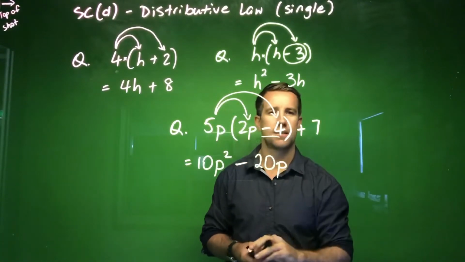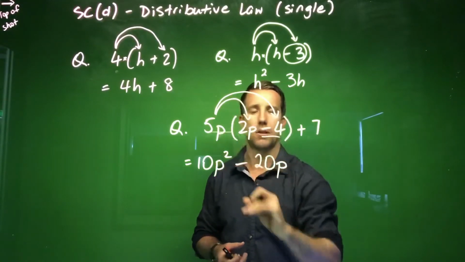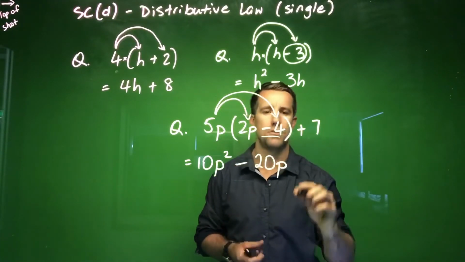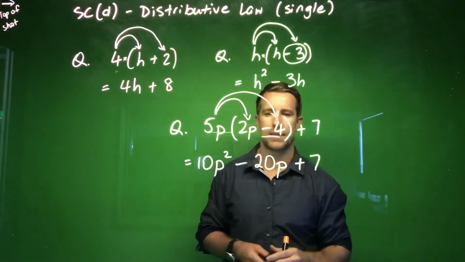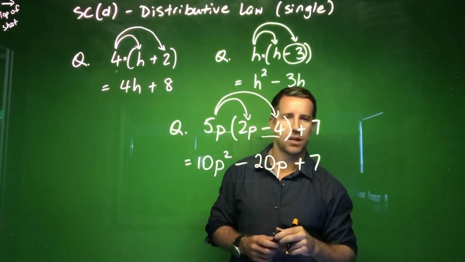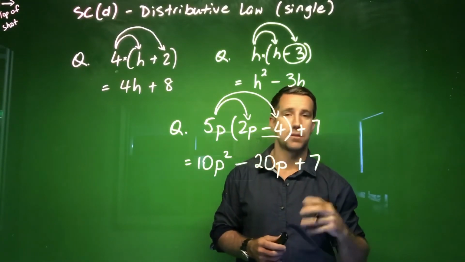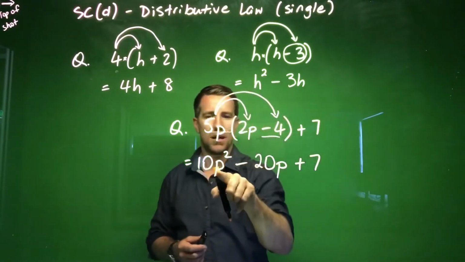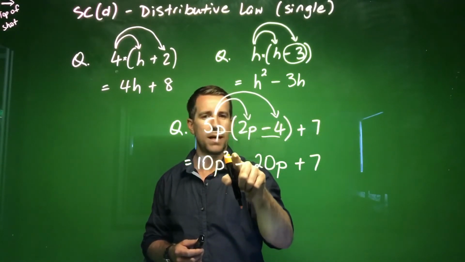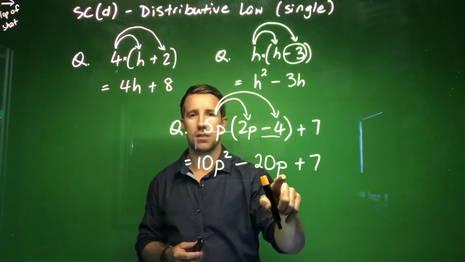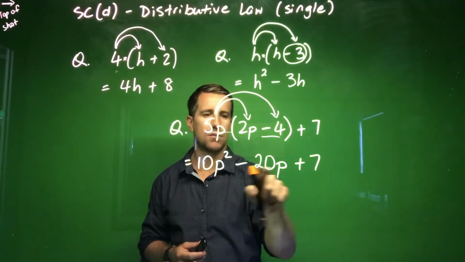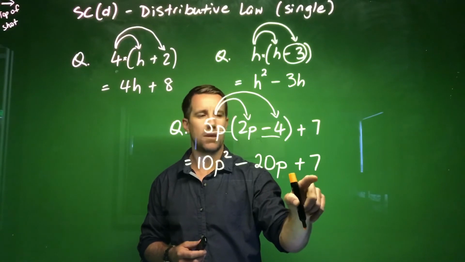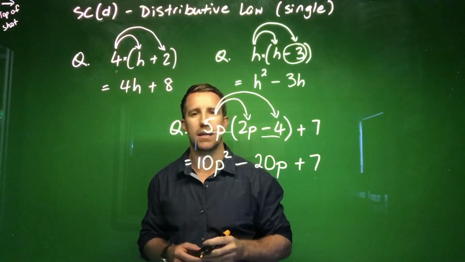On the end out here, this is completely separate from all this multiplication here and the distributive law that we've used, and it's just a simple add 7 on the end. Last step to check, because your questions will probably ask you to expand and simplify, is to simplify by collecting any like terms. At the moment here we've got a p squared, we've got one over here with just a p, so they aren't like terms, and we've just got a constant value over here of plus 7. So at the moment that is actually simplified.